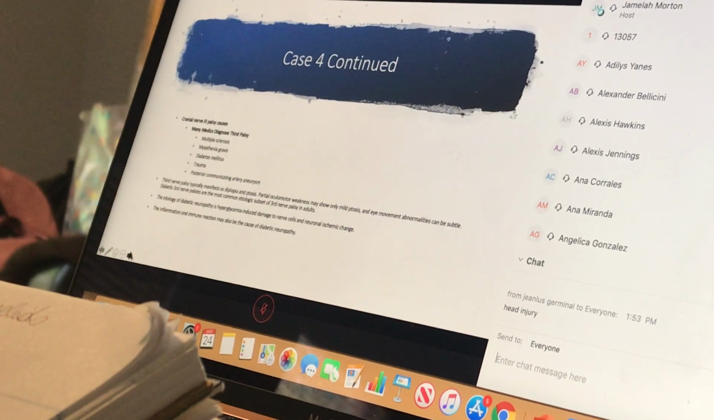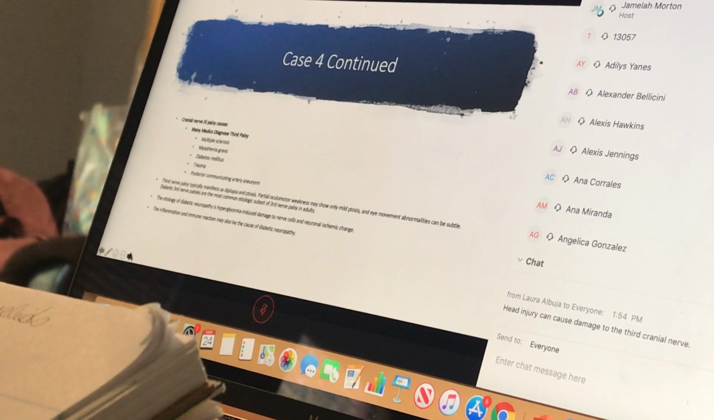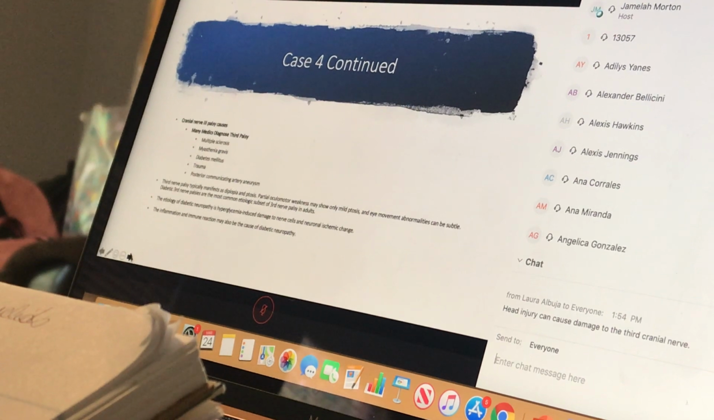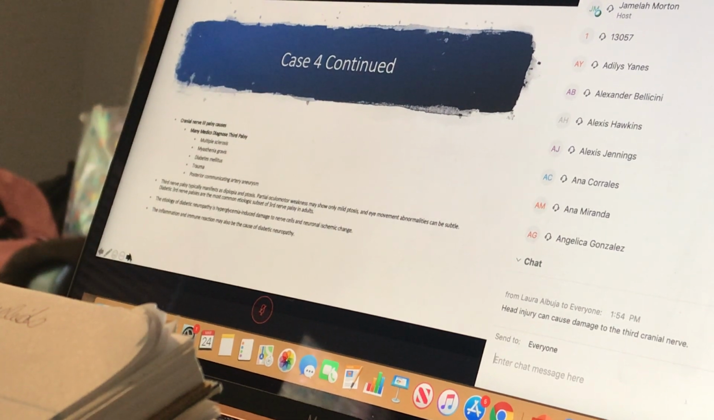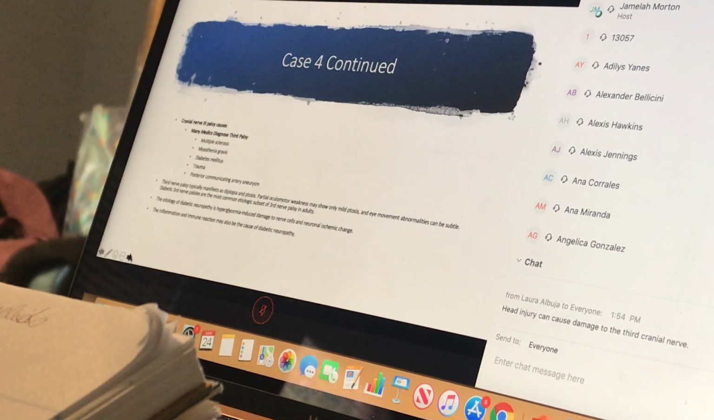Does that clear that up? Yes, I think so. And then someone mentioned that head injury can be a cause, and I see it there on your list, trauma. Yes, remember, bleeding into the brain, any trauma can cause compression of that third cranial nerve. You want to think third cranial nerve compression.